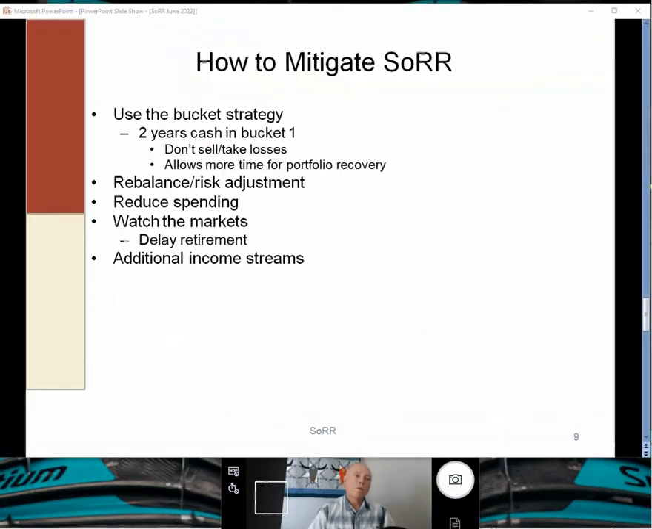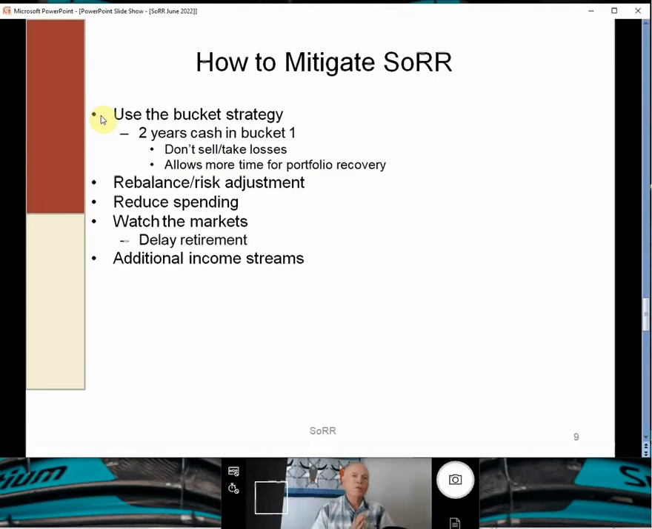Okay, so now that we've gone over the scenarios and we've seen the difference between the two with respect to the timing of significant market downturns, I want to go over some of the things that you could do to mitigate this risk. And I think that's kind of the good news about sequence of returns risk. There are steps you can take with respect to your retirement planning to mitigate sequence of returns risk. So one thing is that you can use the bucket strategy.